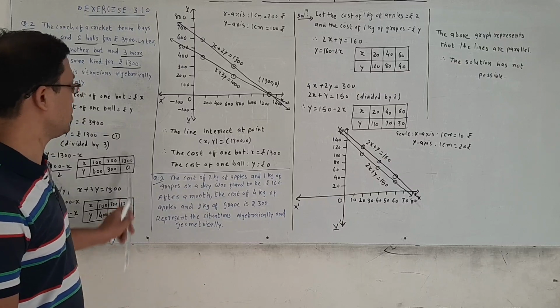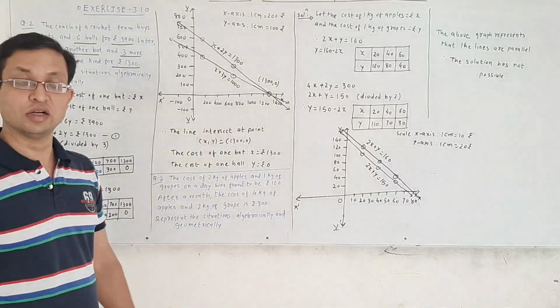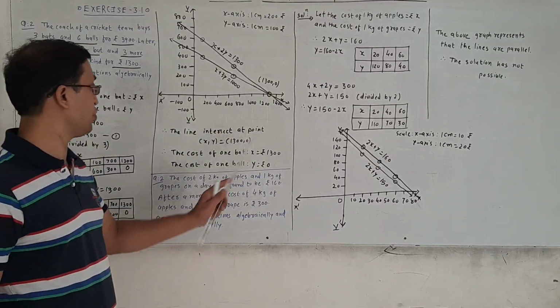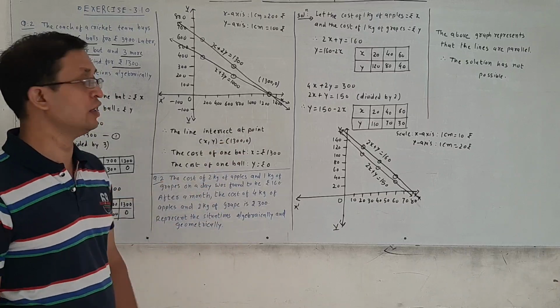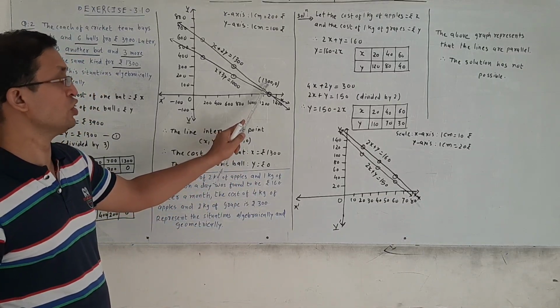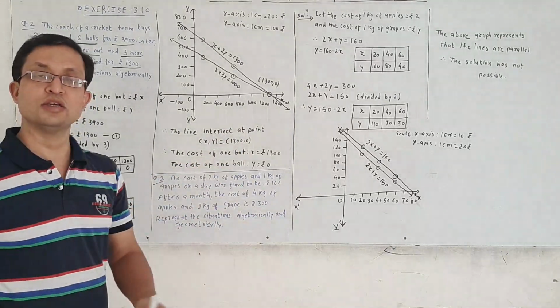Here one solution is common, therefore both lines intersect at the point (1,300, 0). Therefore, the lines intersect at the point (x, y) equal to (1,300, 0). Therefore, the cost of one bat is 1,300 and the cost of one ball is rupees 0.